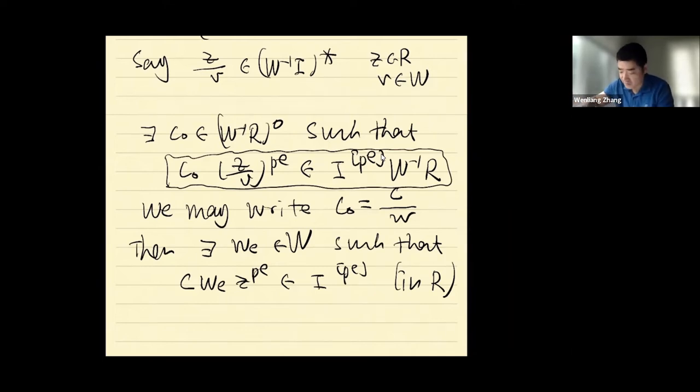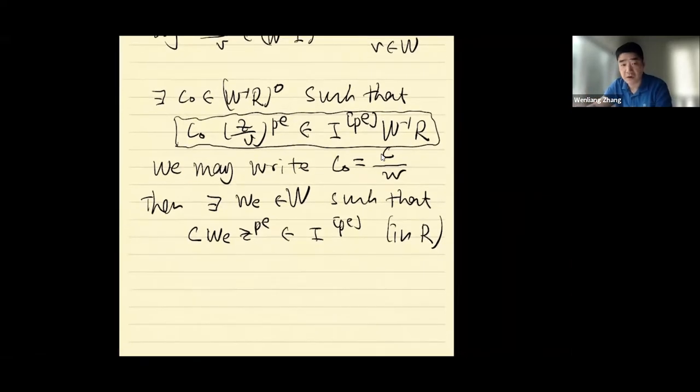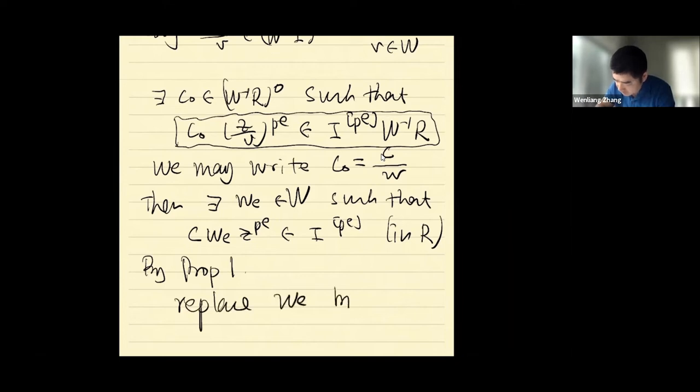Now, the first proposition tells me that I can replace this WE by something that's uniform, or at least controllable. So now, by proposition one, we can replace WE by U to the L plus one to the P to the E.